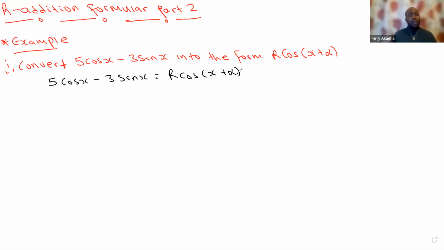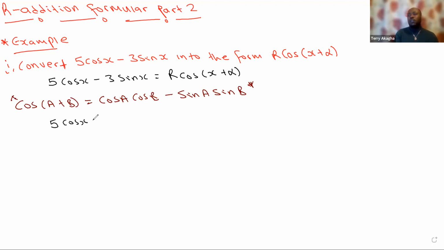Now the next part is that you need to expand. Remember I said you have to expand the R bracket. So that means we need to expand this. In order to expand that, we need to remember what we talked about in the 4th video in this series. When you have cos(A plus B), it's the same thing as saying cos A cos B minus sin A sin B. We talked about this earlier when we were solving. So I can apply this now, and say 5 cos x minus 3 sin x will be equal to r into bracket cos x cos alpha minus sin x sin alpha.